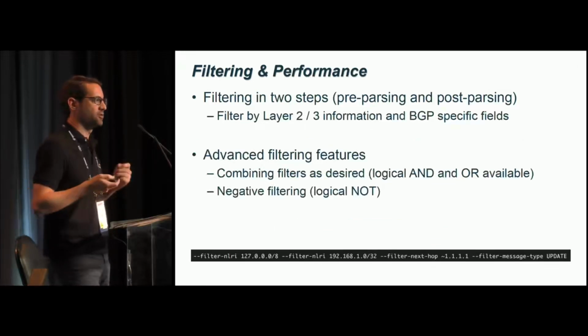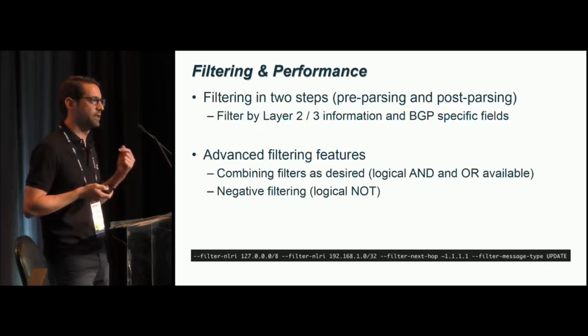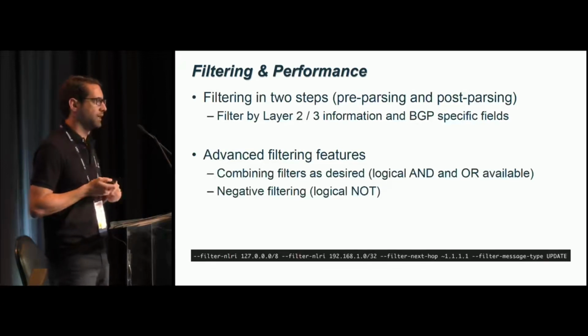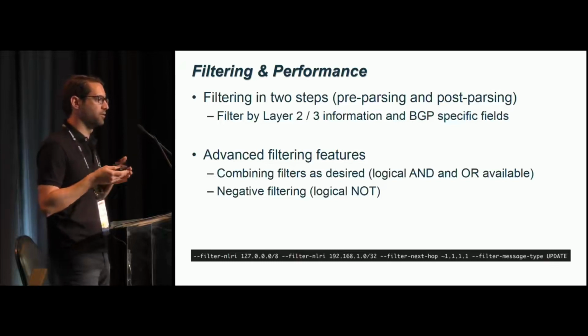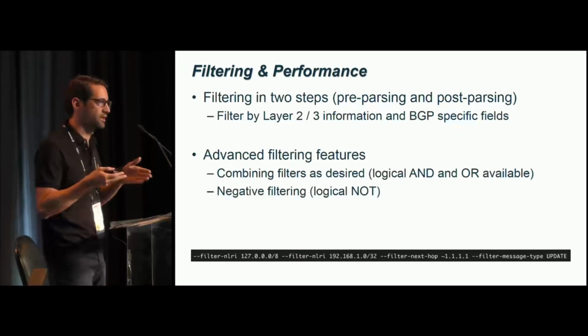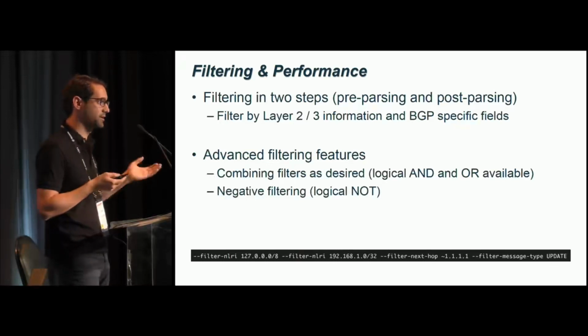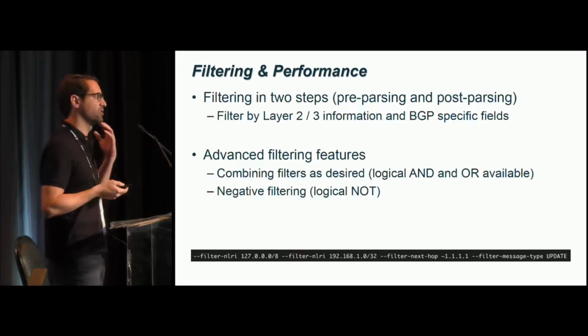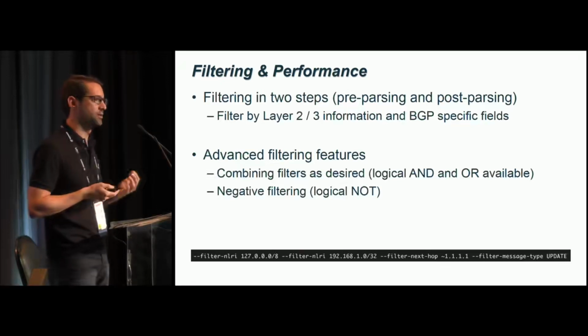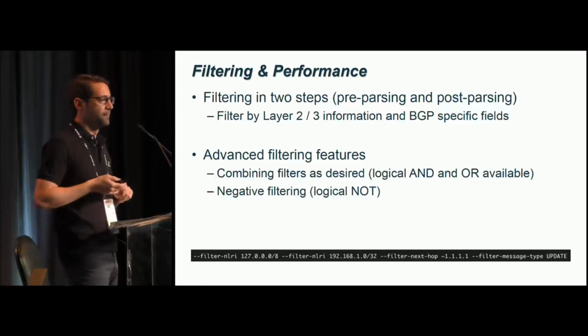So, filtering and performance. The filtering happens actually in two steps. First of all, we filter on layer 2 and layer 3 information, like MAC and IP addresses. If the filter is defined to just look for certain IP addresses, I can discard all the others and don't need to parse those BGP messages, which saves a lot of time and increases the performance of our tool.